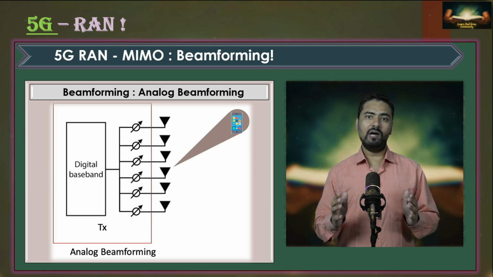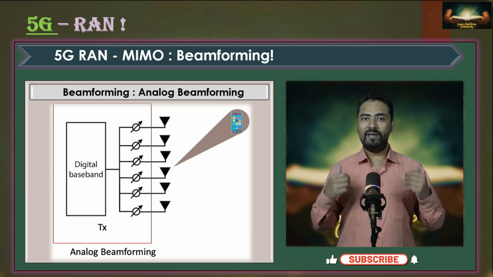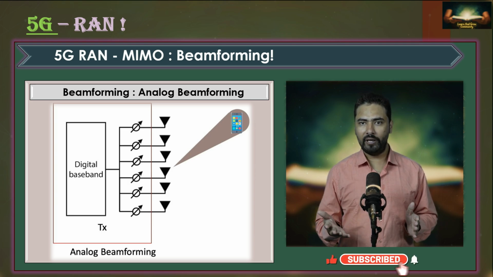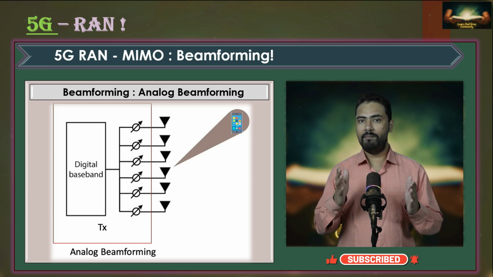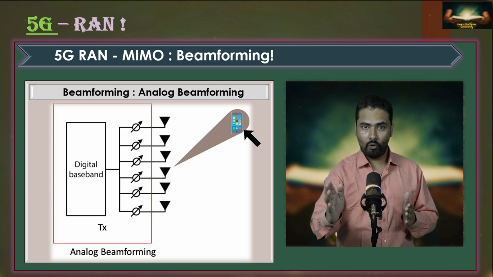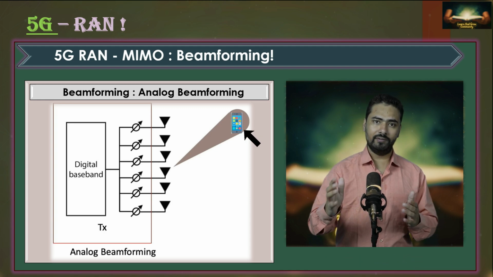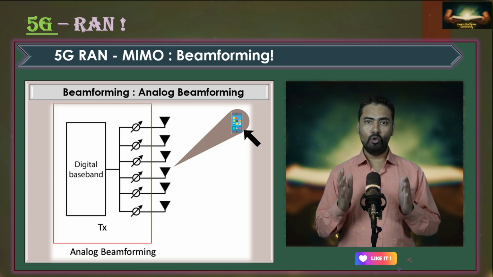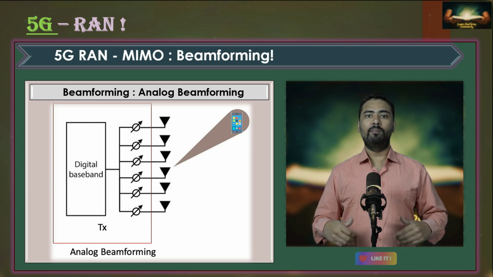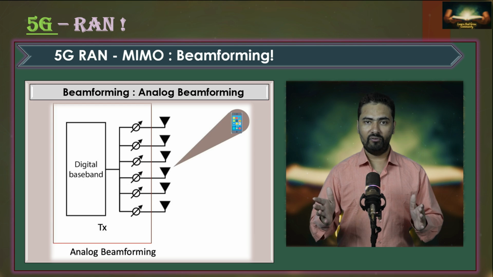Now, this is the third MIMO technique, where the same signal is transmitted from each transmitting antenna. But these signals are phase shifted, and the phase adjustment is done in such a way that the signal power is maximized at some specific point where the UE is receiving the data. This process is known as beamforming, which can be implemented in three different ways.